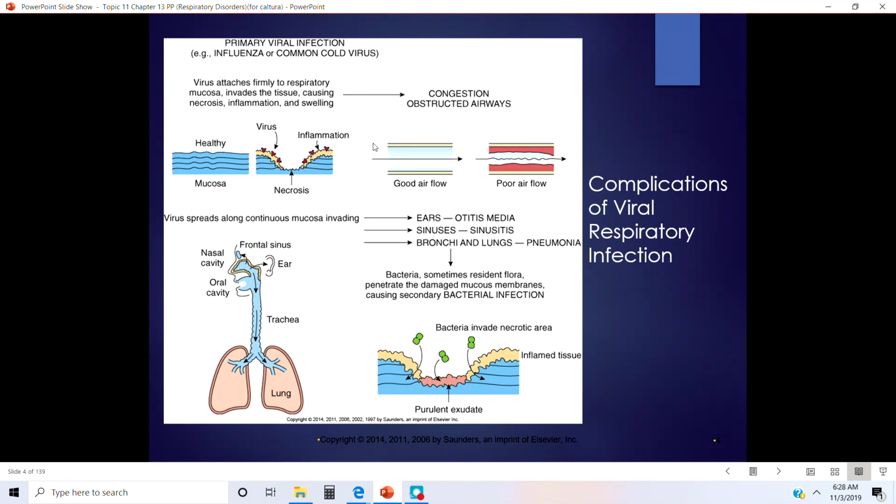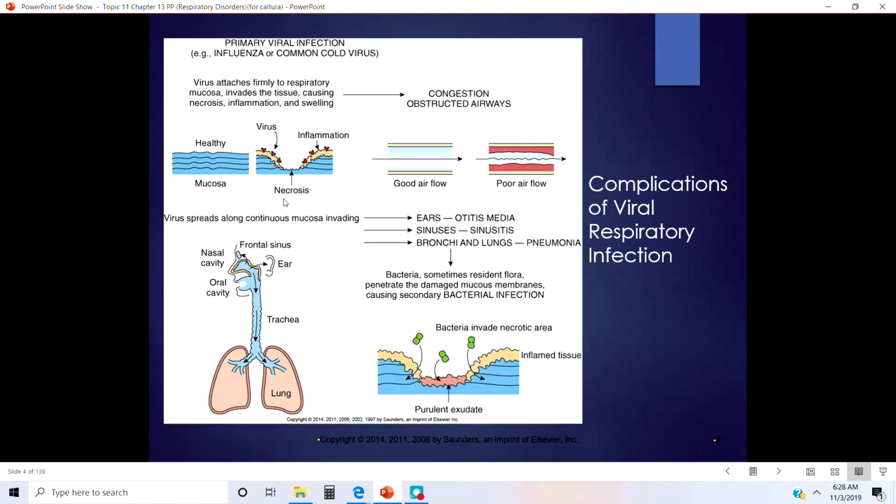So this is a pretty good picture. Here they're showing you some of the things that happen when we have a viral infection, such as the flu or the common cold virus. And basically what they're showing you here is that the virus is going to attach to the respiratory mucosa. So this diagram here represents a healthy mucous membrane. When the virus attaches to the mucous membrane, it's going to cause inflammation and necrosis to some of the mucous membrane, some of the tissue, that type of thing. And this inflammation is going to obstruct the airflow. So here they're showing you from this picture, we have good airflow, to this picture here, where there's inflammation in this area, we're now going to have poor airflow. And that's going to be presented as congestion or obstruction of the airways.